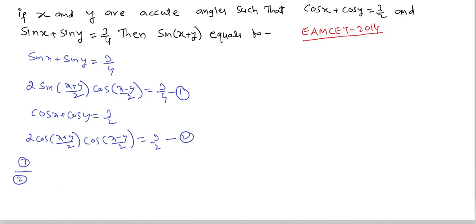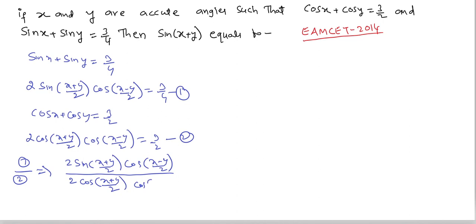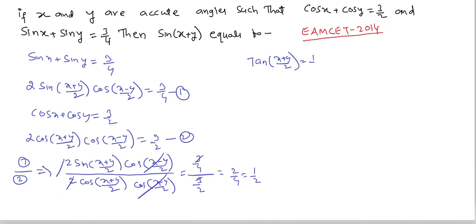First equation by second equation, that is 2 sin of x plus y by 2 into cos of x minus y by 2, by 2 cos of x plus y by 2 into cos of x minus y by 2, is equal to 3 by 4 by 3 by 2. Here 3 cancels, so that is equal to 2 by 4, which is 1 by 2. So here 2 cancels, cos x minus y by 2 cancels. From this, tan of x plus y by 2 is equal to 1 by 2.